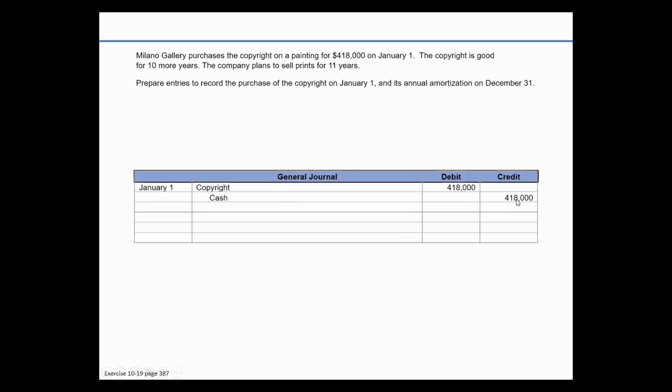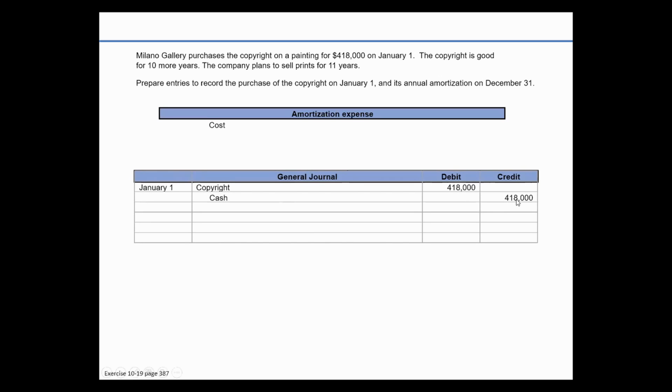And then to figure out the expenses for each year, you're going to take the cost, $418,000, divided by the remaining legal life, which is 10 years. So $41,800 a year is the amortization expense. So amortization expense copyright, debit $41,800, credit the accumulated amortization copyright $41,800.